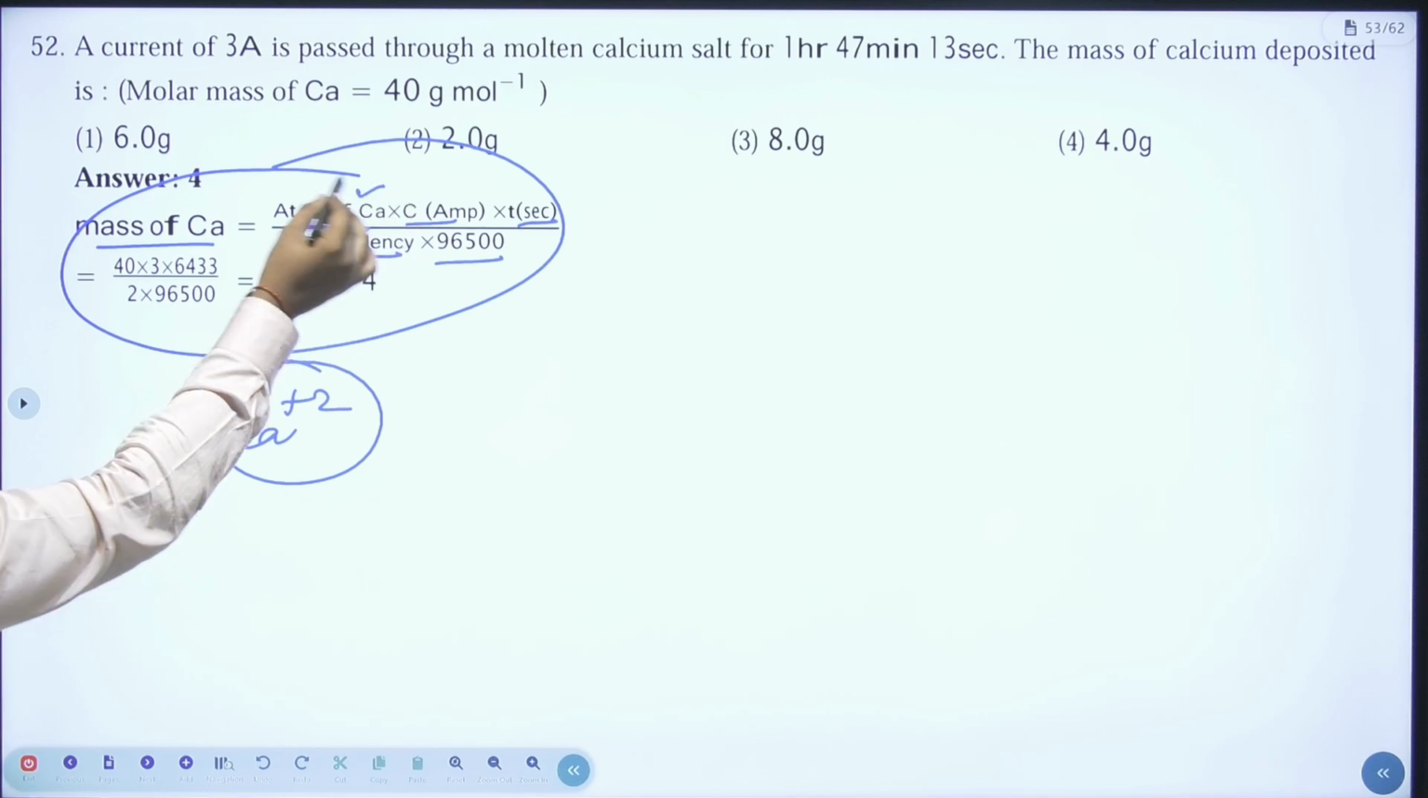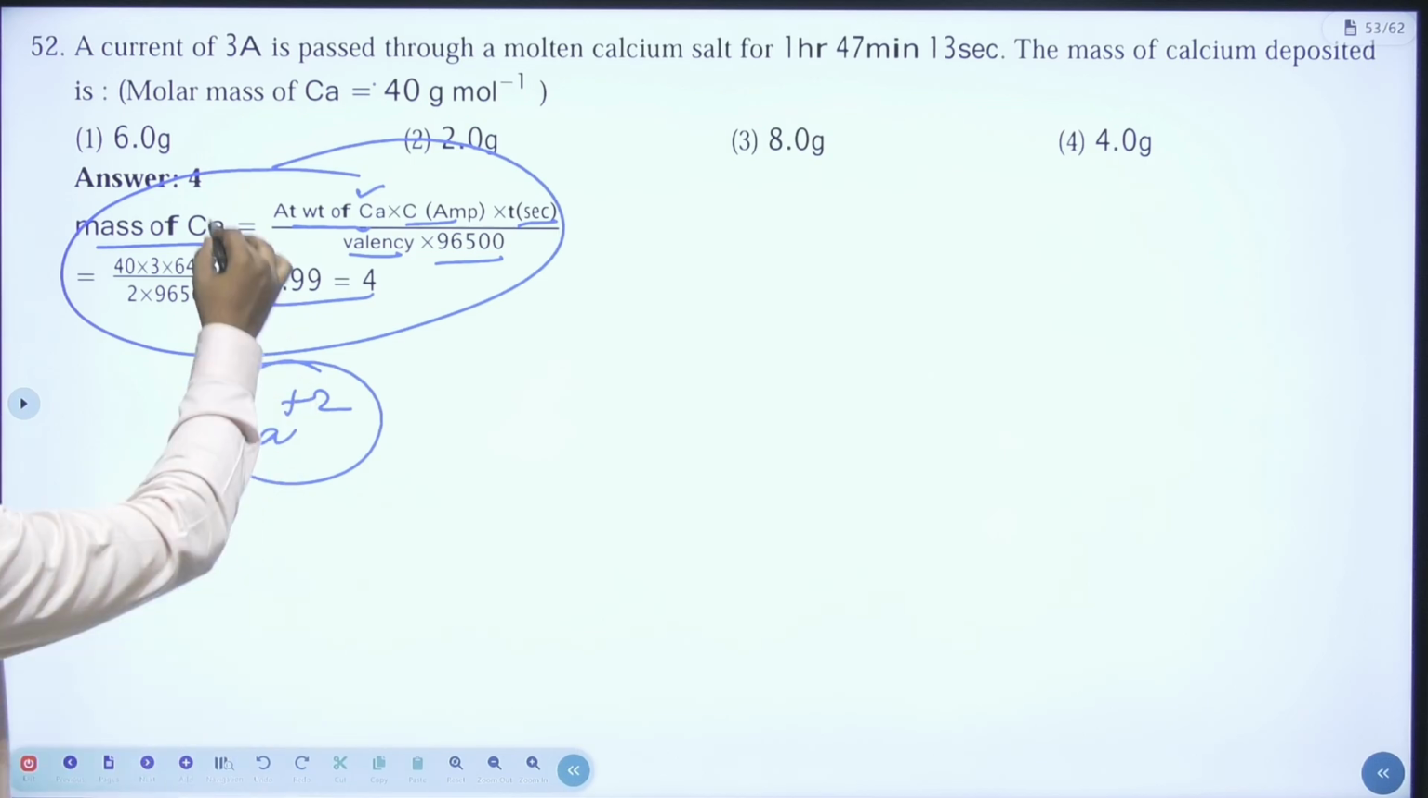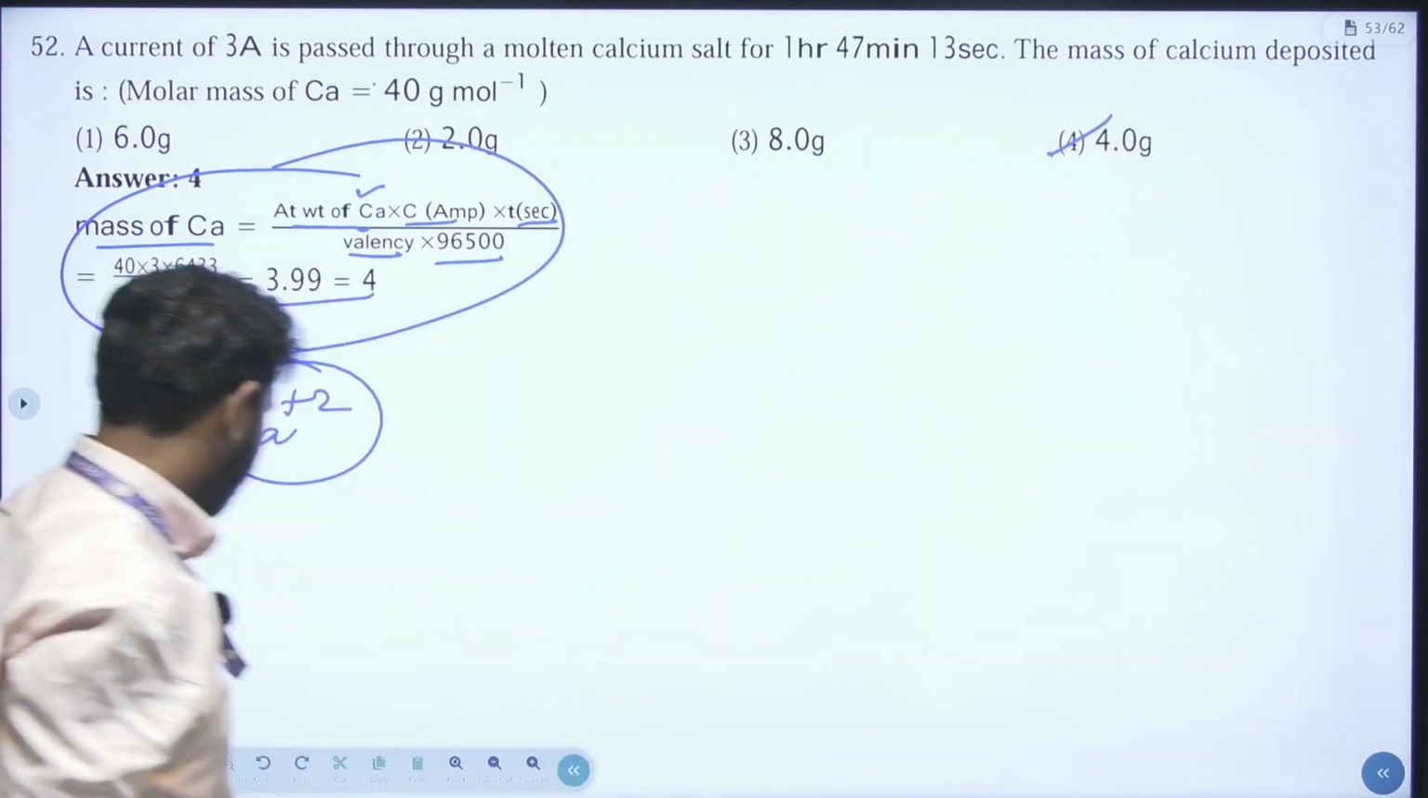So substitute all these values, then we get the fourth option as the right answer.